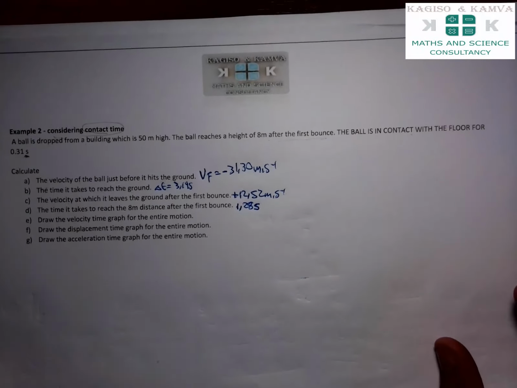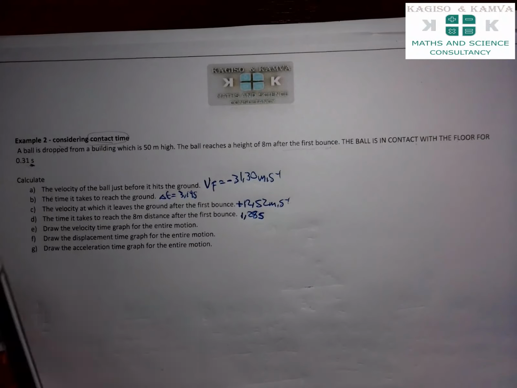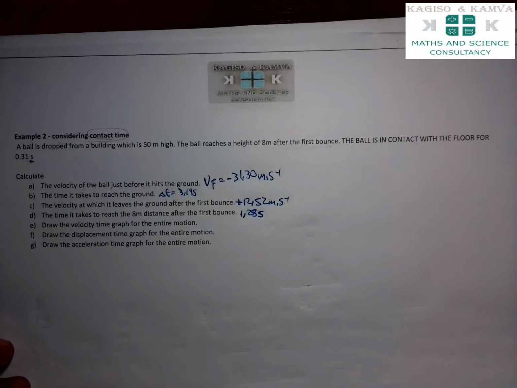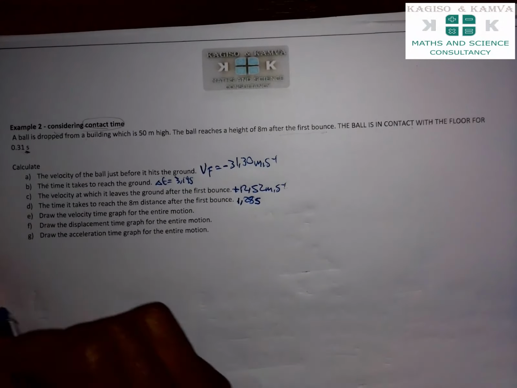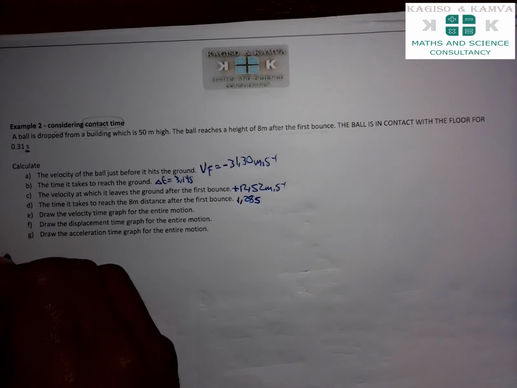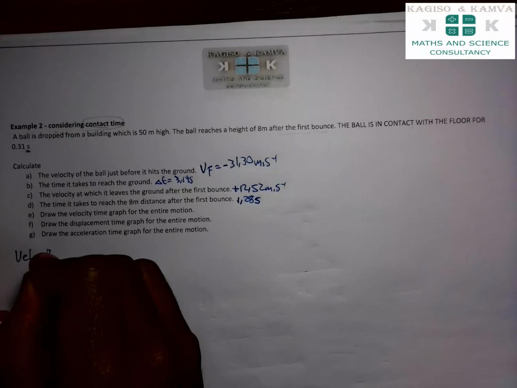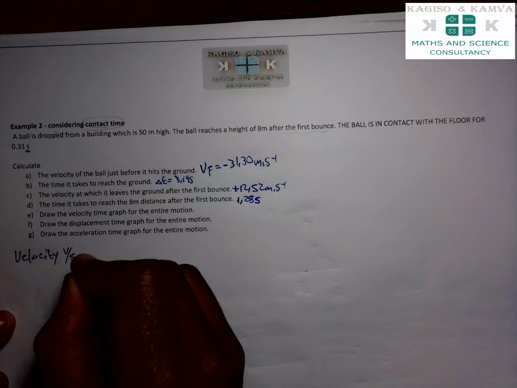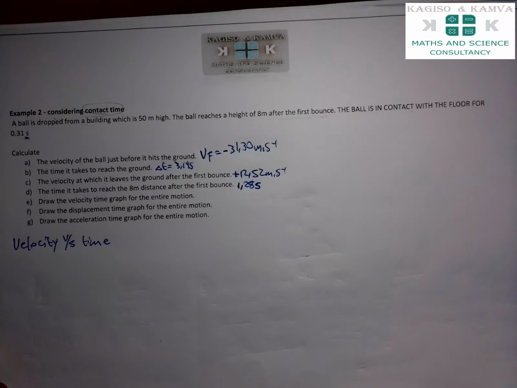Okay, now we are considering the contact time. Now how are we going to plot that? Let me draw the first one here. The velocity versus what? Versus time. The velocity versus time. I don't think we are going to have sufficient space. The space is not going to be enough.